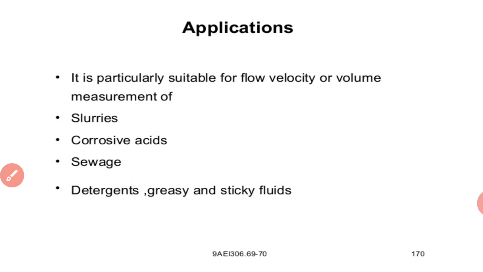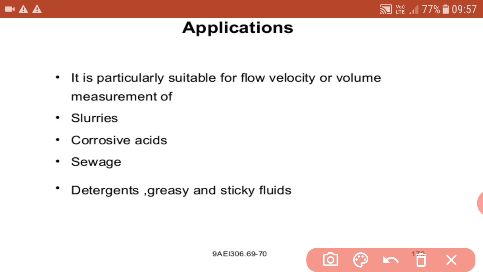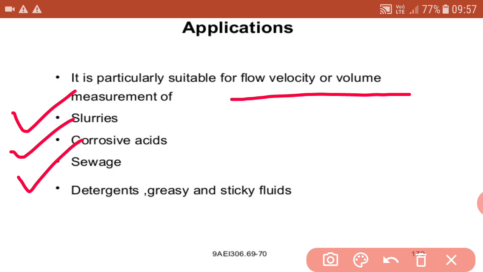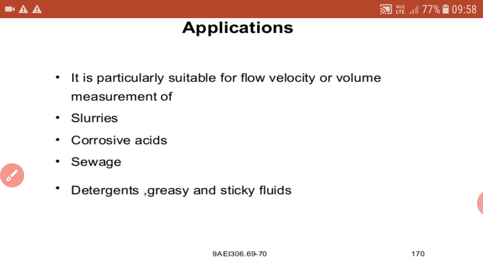Now, applications. It is particularly suitable for flow velocity or volume measurement of slurries, corrosive acids, sewage, detergents, greasy and sticky fluids. So these are the typical applications of electromagnetic flow meter.